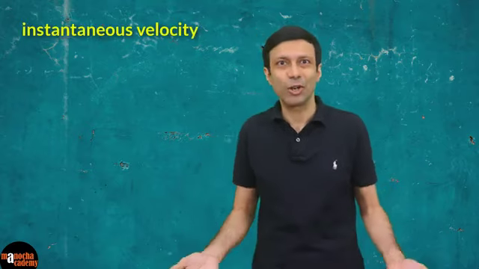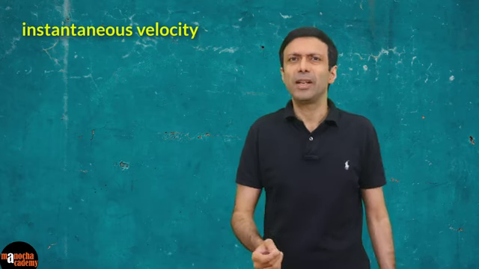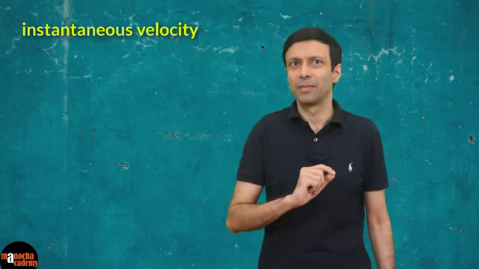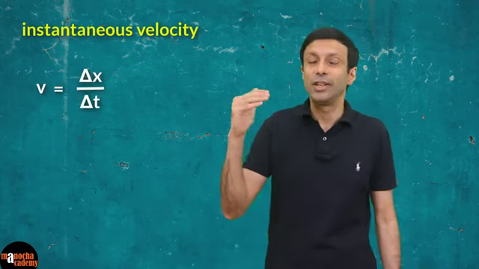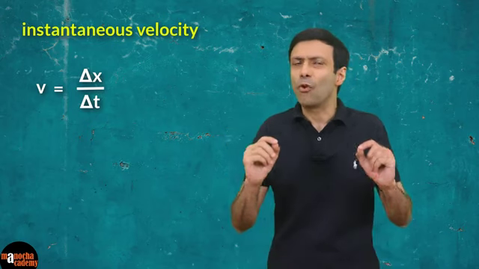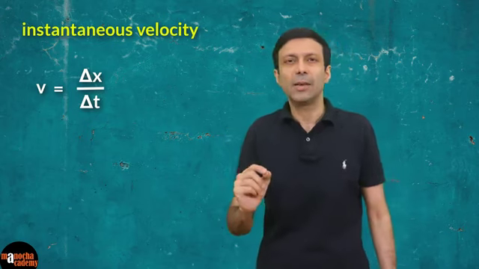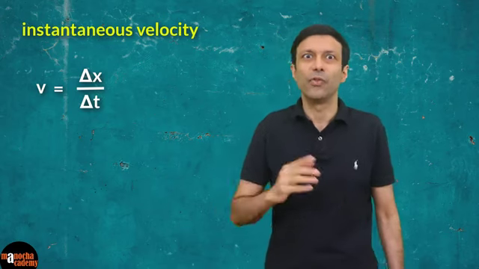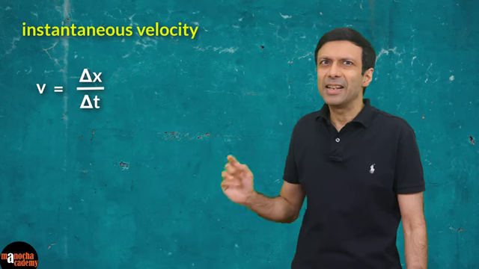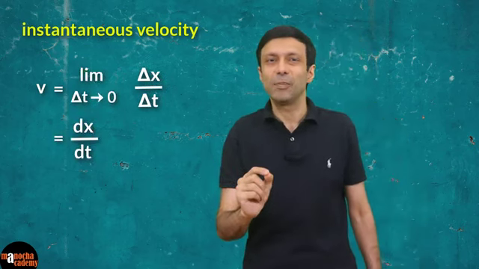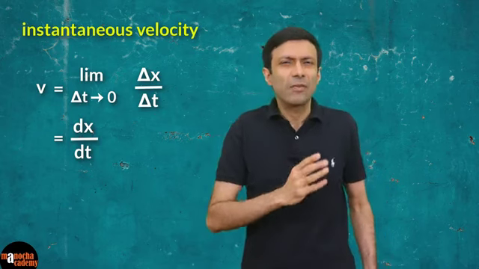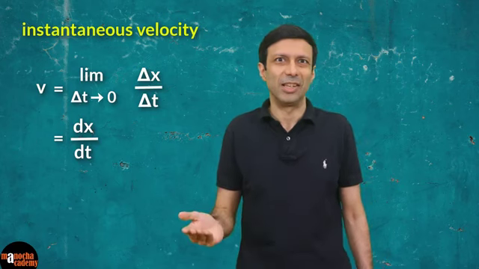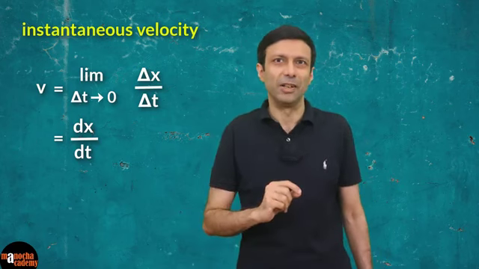Just like we have instantaneous speed, we can also define instantaneous velocity, v, as the displacement in a very short interval of time. The velocity formula is delta x divided by delta t, change in displacement by change in time. For instantaneous velocity, we want the time interval to be very small. So we write it as limit delta t tending to 0. This notation means that delta t is not 0, but it's a very small number. That's why we are saying tending to 0, moving towards 0. So very tiny time interval.